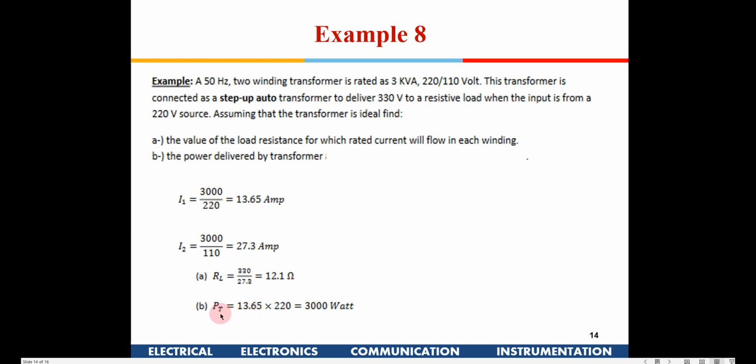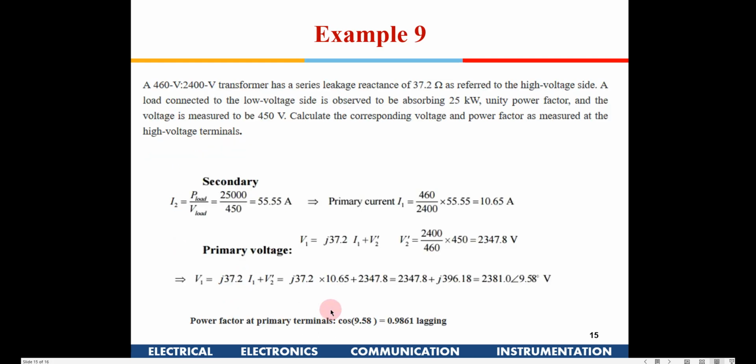So the total power can be computed by 13.25 into 220, which comes out to be 300 watts. Okay, so now on the secondary side, similarly, I2 can be computed by P load by V load. Okay, this is done. This is the next problem.